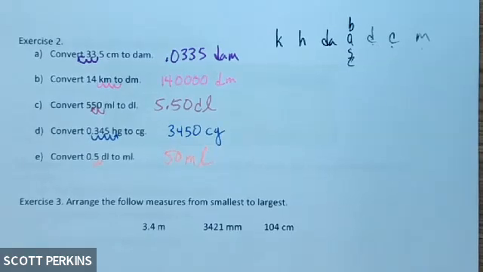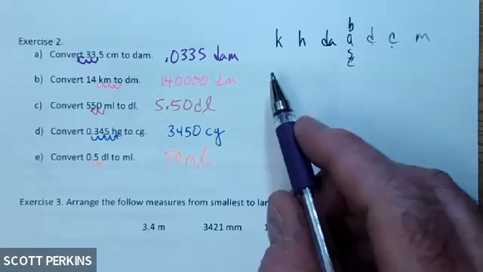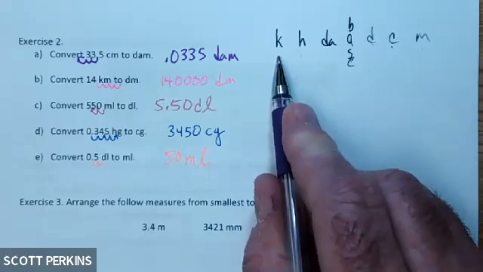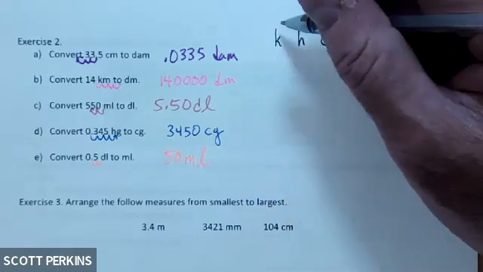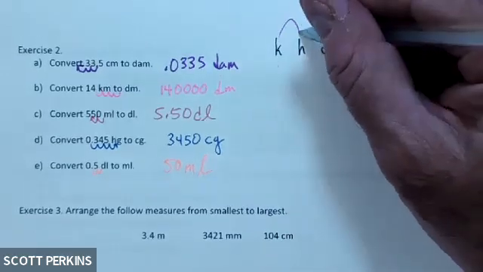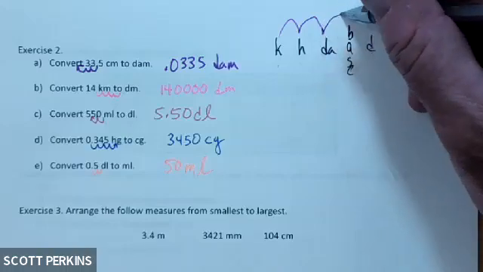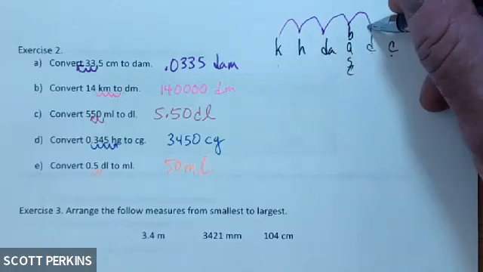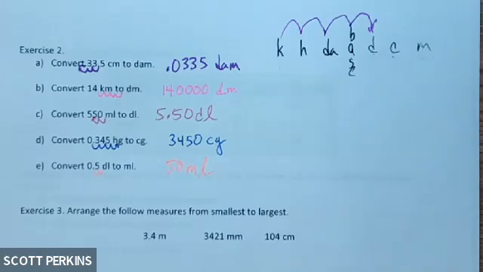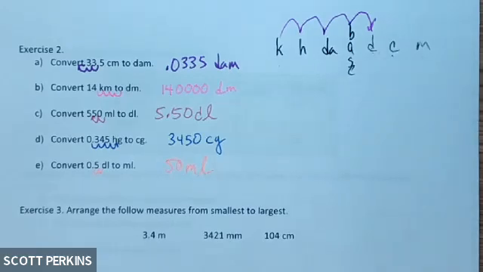For B, the question is, how come 4 zeros? Because we went from kilo down to deci. When I count, I'm just going to draw my hops here. I go 1 hop, 2 hops. Don't forget the base, hop 3, and then deci is the 4th hop. So I have to move the decimal place 4 places.